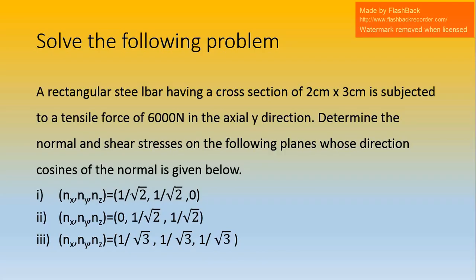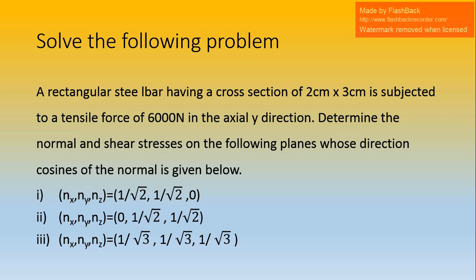A rectangular steel bar having a cross section of 2 cm into 3 cm is subjected to a tensile force of 6000 Newton in the axial y direction. Determine the normal and shear stresses on the following planes whose direction cosines of the normal are given below. How the bar is loaded is given and the cross section is given. So load divided by cross section area will give the axial stress, sigma yy. There exists only an axial stress; the other components of stress are 0.